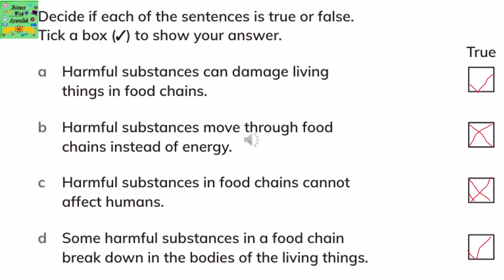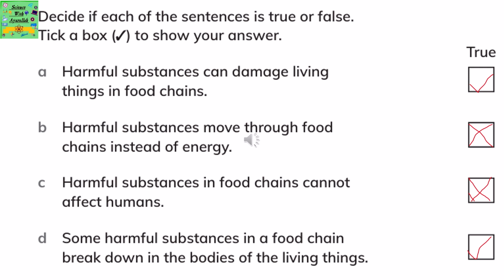Decide if each of the sentences is true or false. Tick a box to show your answer. Harmful substances can damage living things in food chains. That's true. Harmful substances move through food chains instead of energy. That's false, because the harmful substances move through energy.